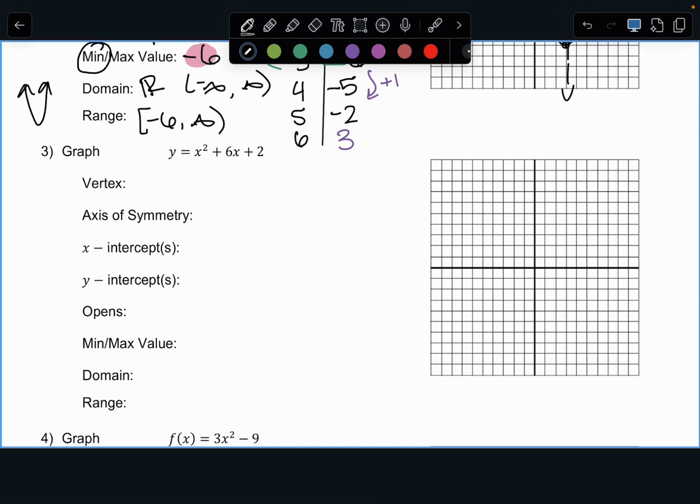Same thing for y. Y, you will always have, so just plug in 0. You will always have one. The y-intercept is when x is equal to 0.